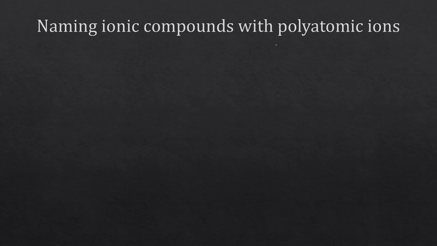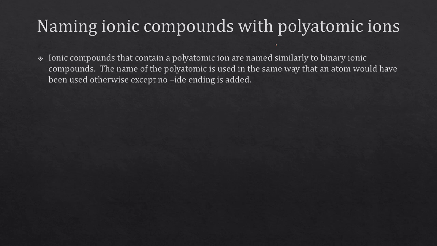So how do we name an ionic compound with a polyatomic ion? If we have an ionic compound that has one, it's going to be named very similarly to the binary ionic compound. All you're going to do is replace where the atom would be with the polyatomic ion name. So if you had an anion that was polyatomic, you would stick it in there, and the only difference would be you don't have to add an IDE ending like you do for anions that are just elements.